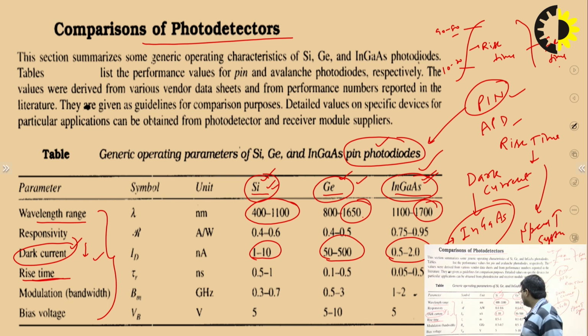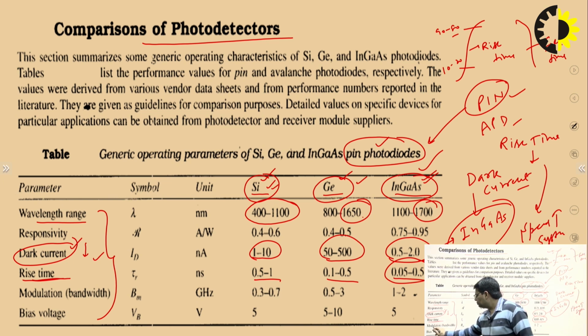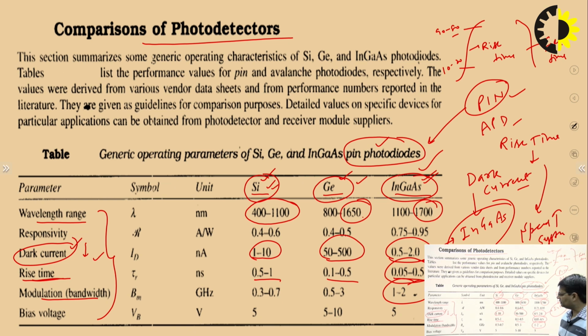We can see that the rise time here is 0.5 to 1, here is 0.1 to 0.5, and here is 0.05 to this one. So the rise time is minimum in the case of the indium gallium arsenide based PIN photodiode. We can also compare these photodiodes based upon another parameter such as modulation bandwidth. Modulation bandwidth is maximum in the case of indium gallium arsenide. Again, for the reverse bias voltage requirement, this one has the minimum value.